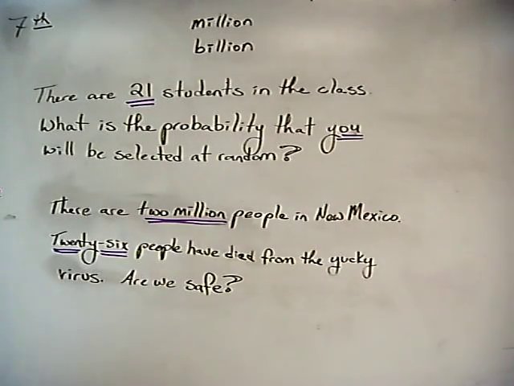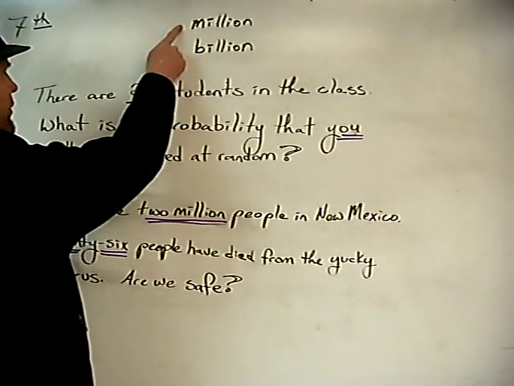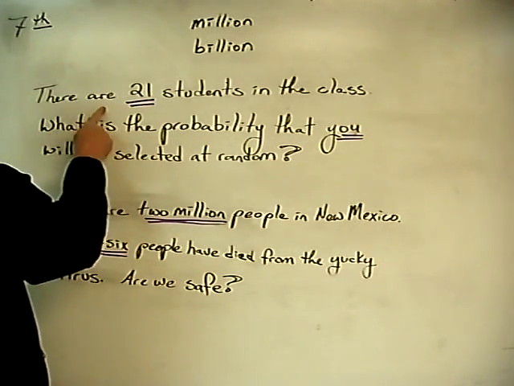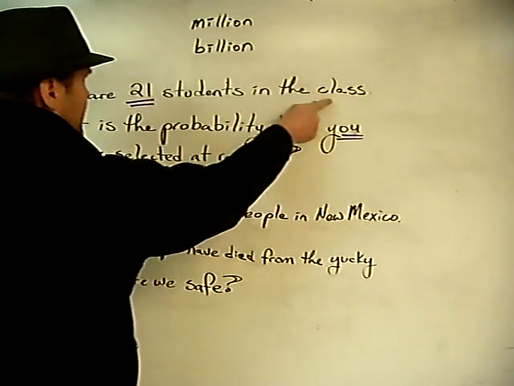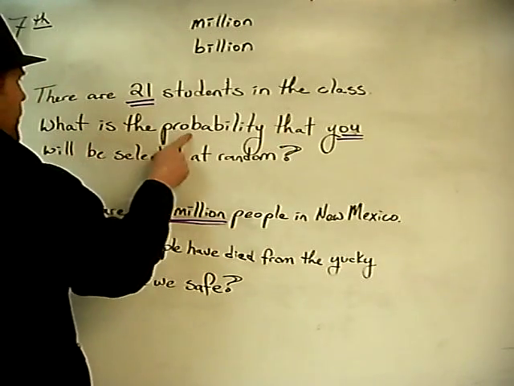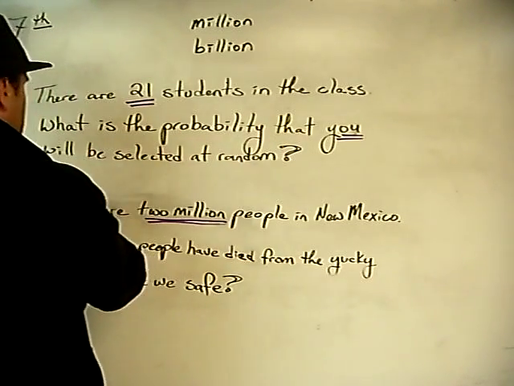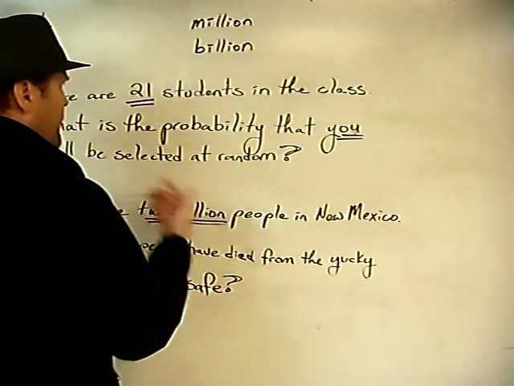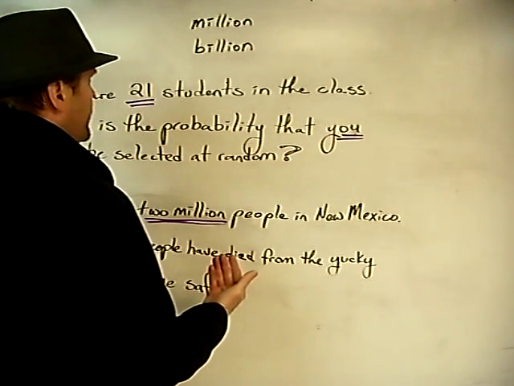I have another problem written up here. I have a million and billion, which we're going to go through in just a second. There are 21 students in the class. What is the probability that you will be selected at random? That's our first question.